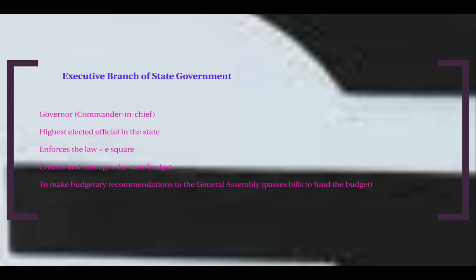Moving on. The executive branch of state government. We know the governor's in charge of this. Oftentimes he's called the commander-in-chief.